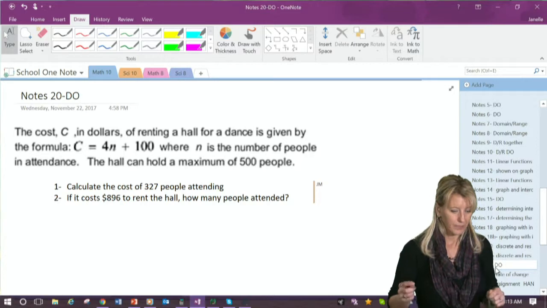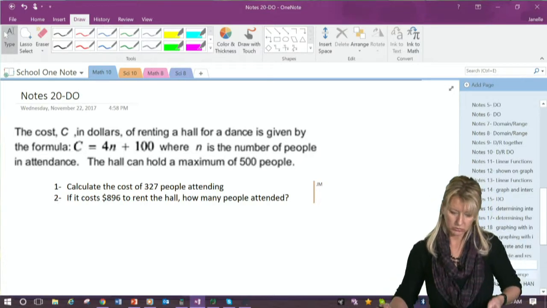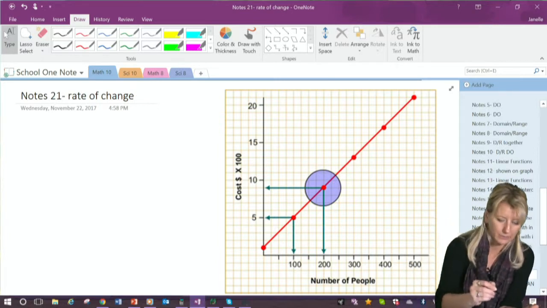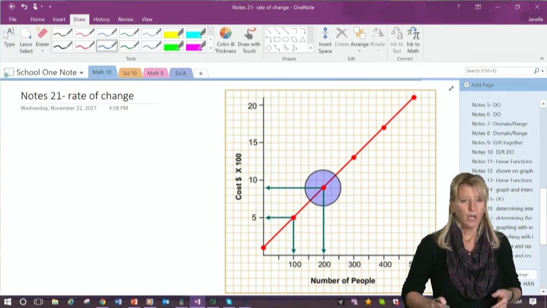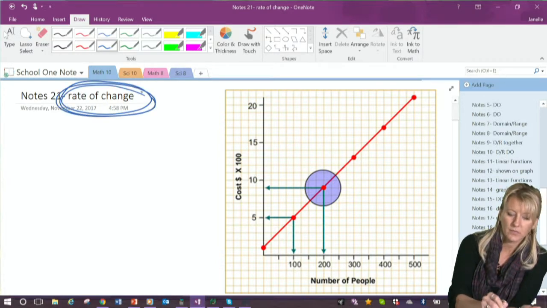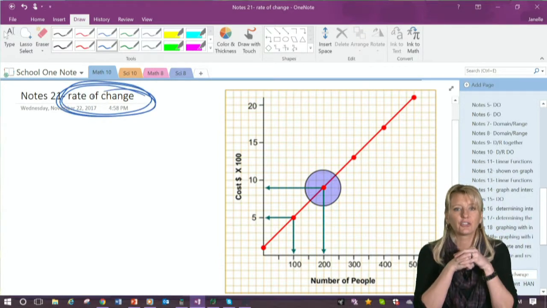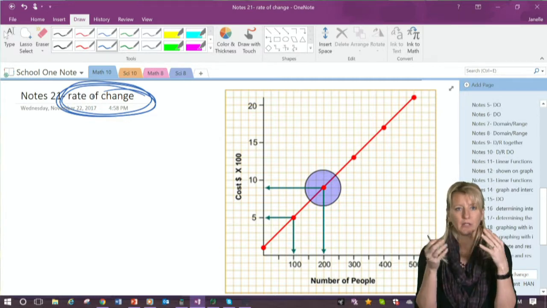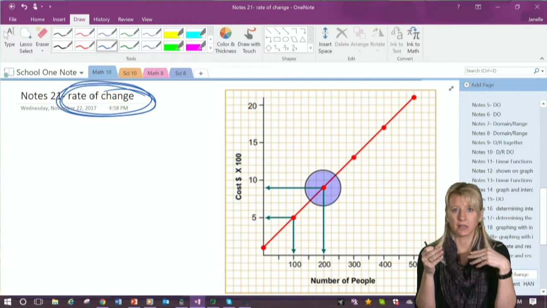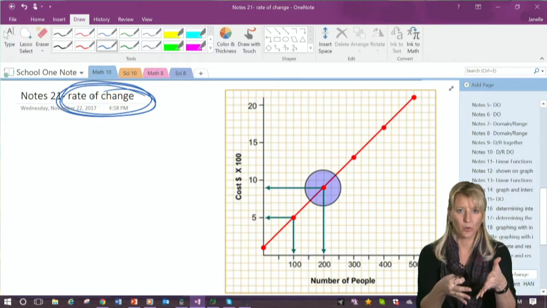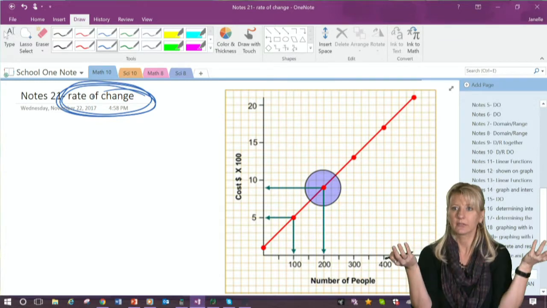Last thing is this one. We're going to look at rate of change. Seriously, last thing. We're almost done. Rate of change, you are going to need to know this. Okay? What it is, is just showing the difference from one point to another. It's just how much did it change from here to here. This is not going to be a mind-blowing lesson point. It's going to be, oh yeah, that makes sense.